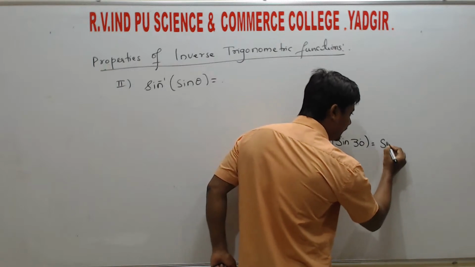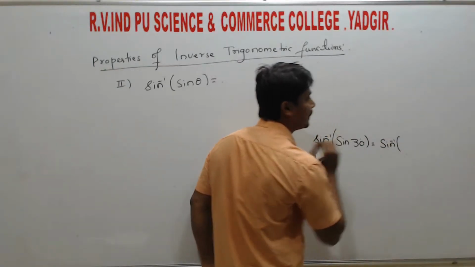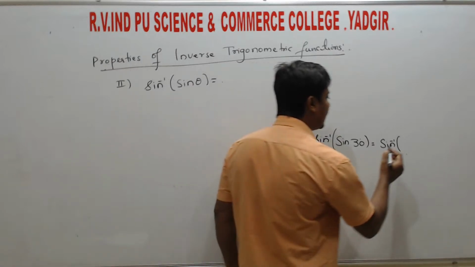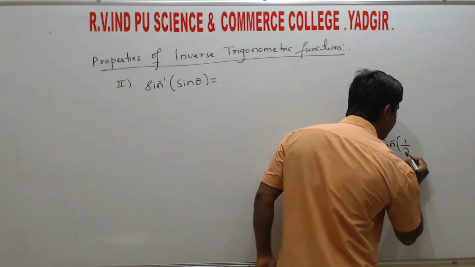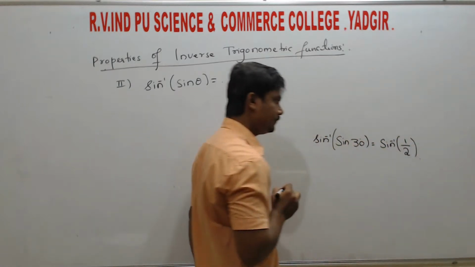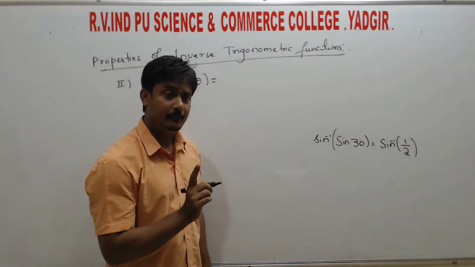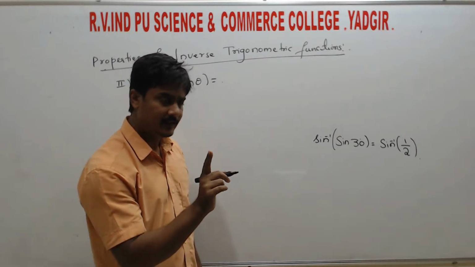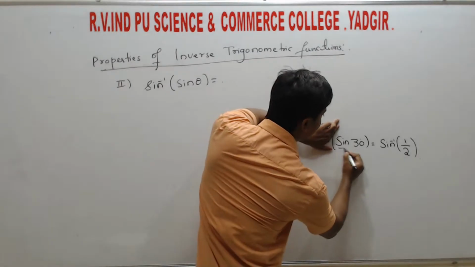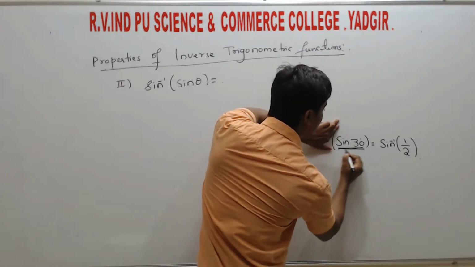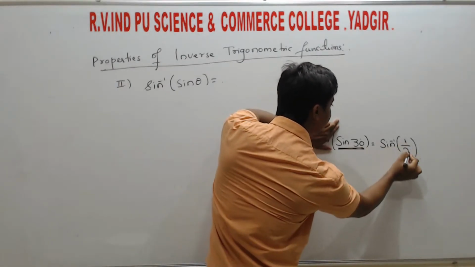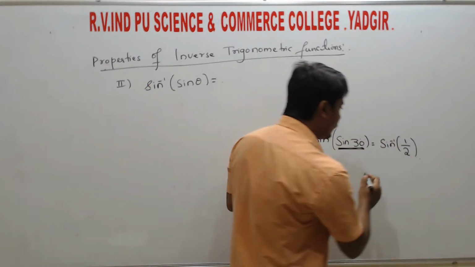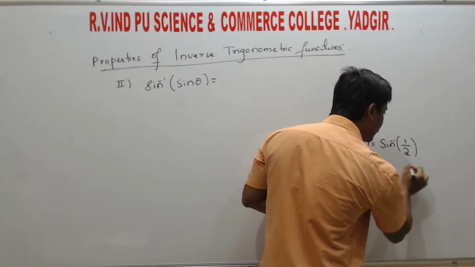Okay, I will keep this sine inverse as it is. What is the value of sine 30 degree? It is 1 by 2. We know the values of trigonometric functions of standard angles, is that not? According to that table, sine 30 degree value is 1 by 2, and sine inverse is as it is. Now we are having sine inverse 1 by 2.